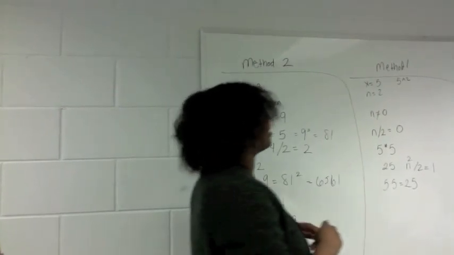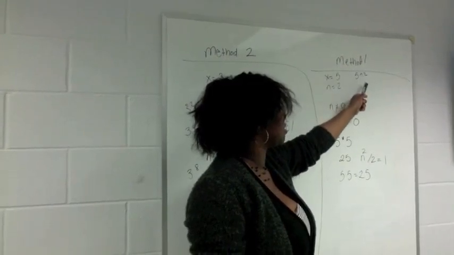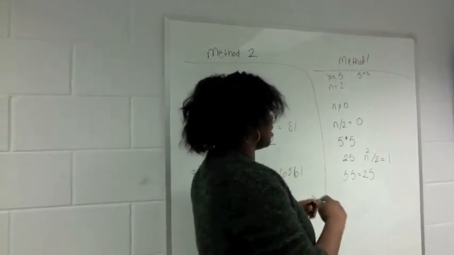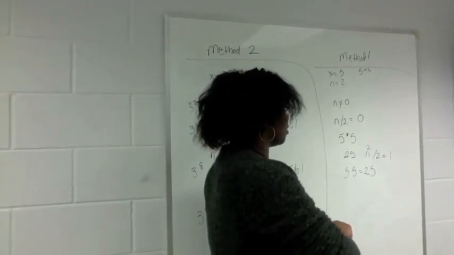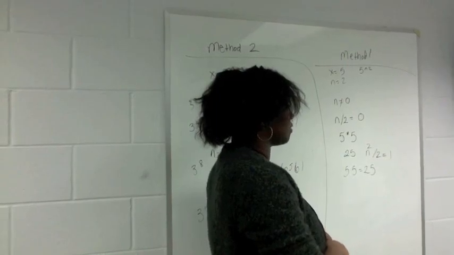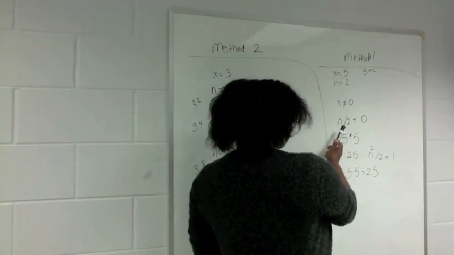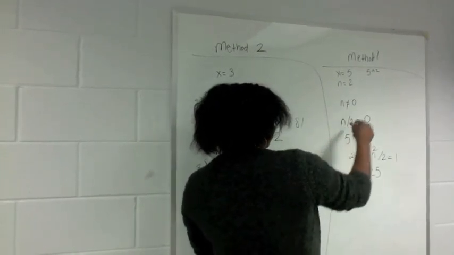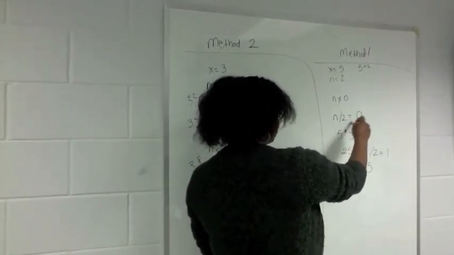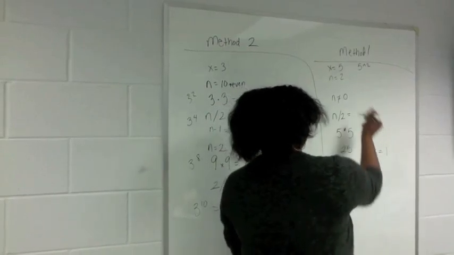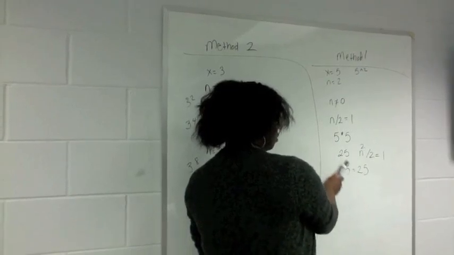For method 1, we have x equals 5 and n equals 2, which means 5 to the second power. When n is equal to 0, then it's just going to return 1, because 5 to the 0 power is 1. Here n is 2, so we divide, and 2 divided by 2 is 1. So that just means we do 5 times 5, which is 25.